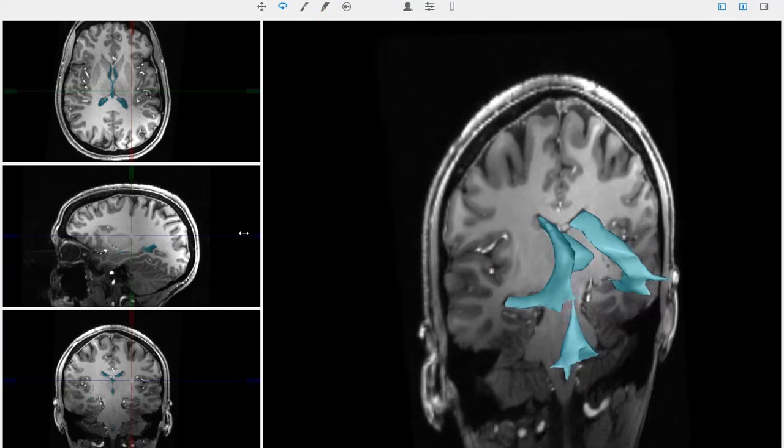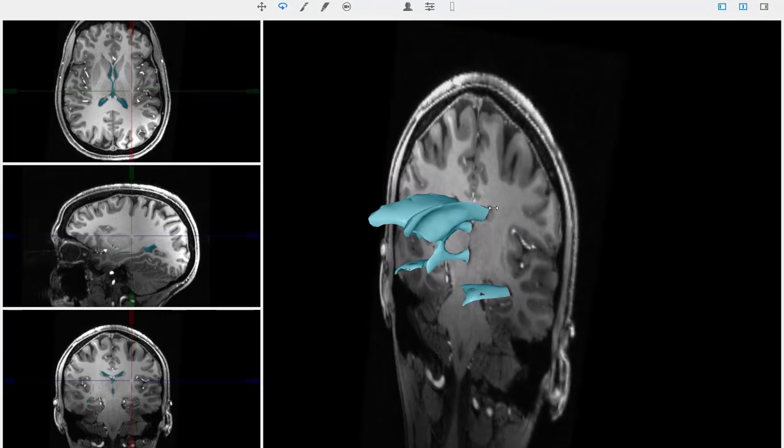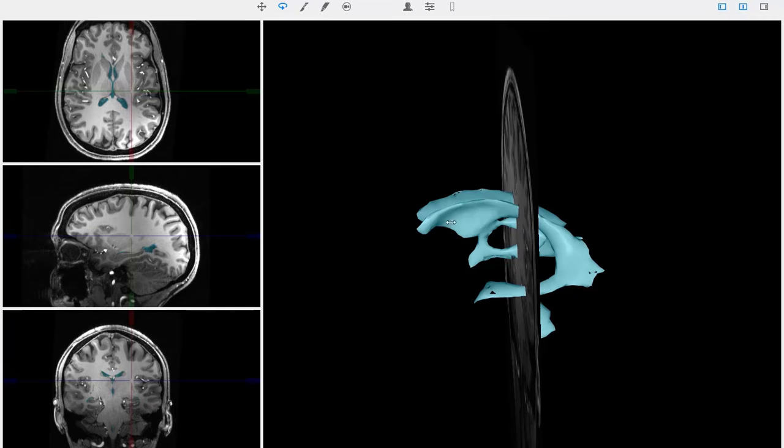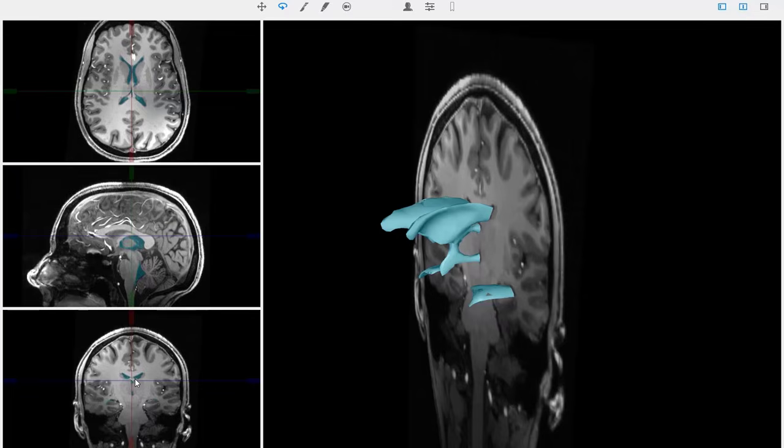So we're looking at the coronal slice with the ventricles in place. So you can see the lateral ventricle. The lateral ventricle has an anterior or frontal horn, a posterior or occipital horn, and an inferior, also called temporal, horn. This is the third ventricle. And then you can see here's the cerebral aqueduct that drains into the fourth ventricle.